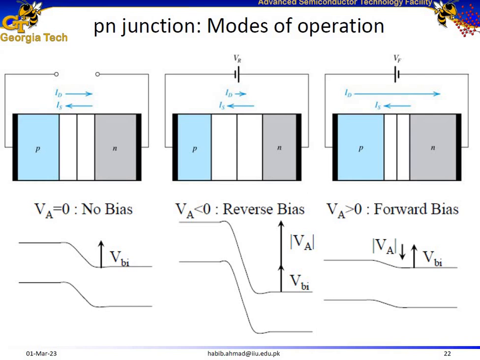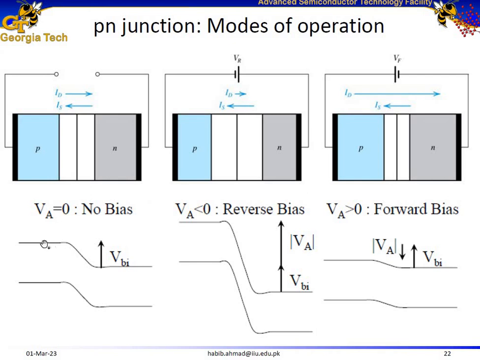Now we will discuss the different modes of operation of a p-n junction. We already talked about a p-n junction under thermal equilibrium, which means the applied voltage is equal to 0. As you can see over here, we've got two terminals. One terminal is connected to the p side and another terminal is connected to the n side, but it's open circuited, which means we have not applied any voltage to the p-n junction.